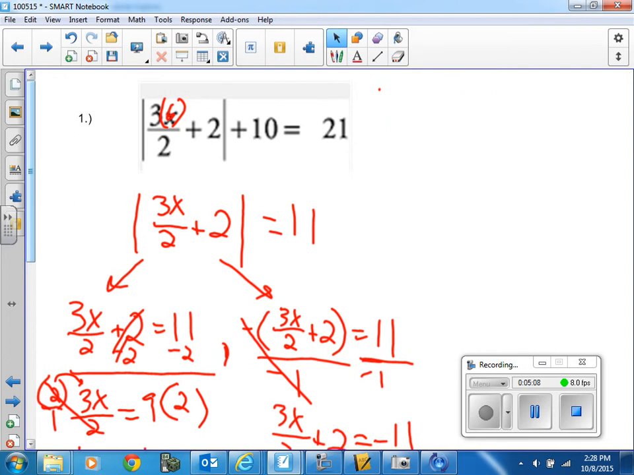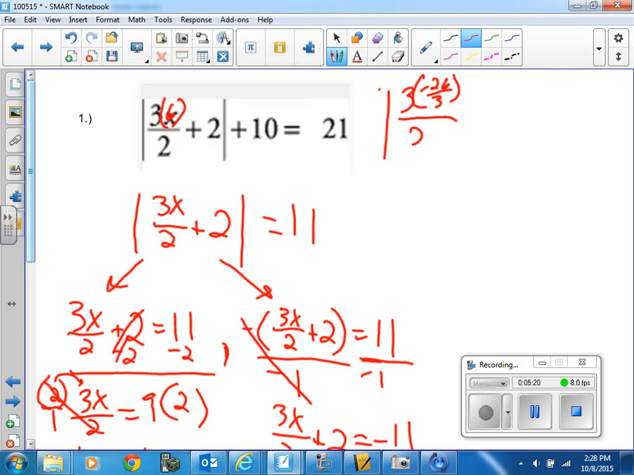And I'm going to try negative 26 over 3. This will be a little bit more work. So I'm going to have 3 times our x, which, remember, we're thinking is negative 26 over 3. And all of that was still over 2. Plus 2. Then plus 10 is equal to 21.